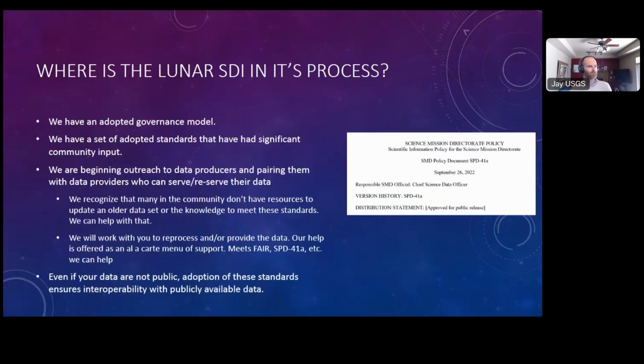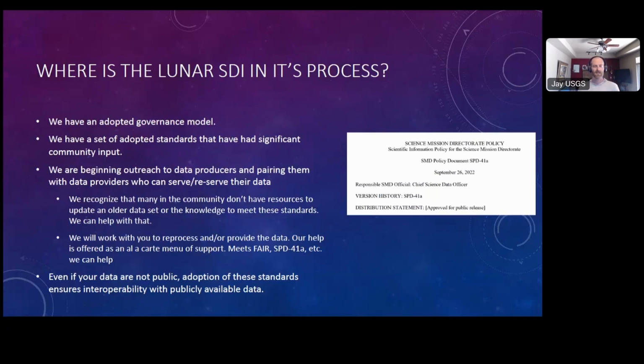Next slide, please. So where are we in our process? We've adopted a governance model, so we all know how to act, to behave, and manage ourselves. We've recently adopted a set of standards, and so we've gotten pretty significant community input on those, and went from some very stringent standards to very stringent documentation requirements and more flexible standards. And we're beginning the process of doing outreach to data producers, the makers, and pairing them with data providers like the USGS, who can help to serve or reserve their data.